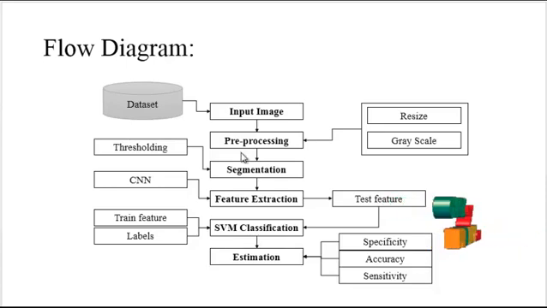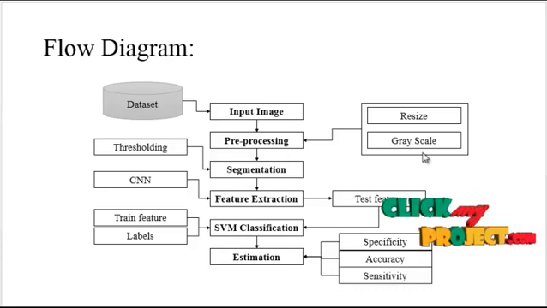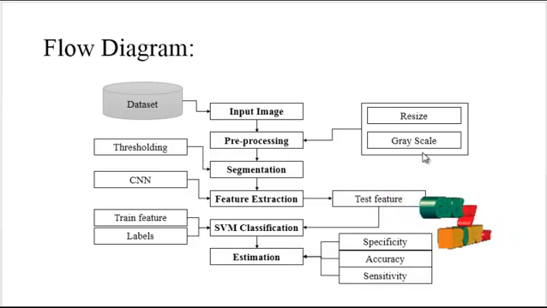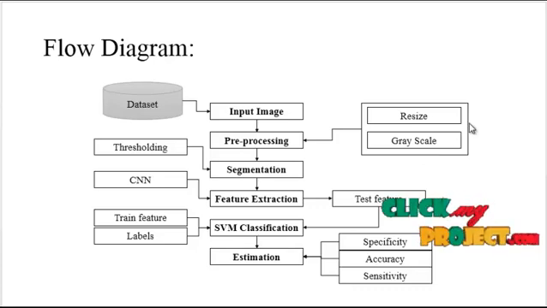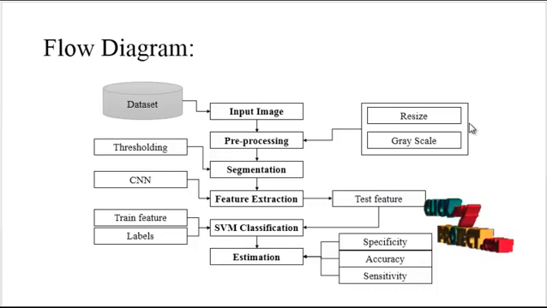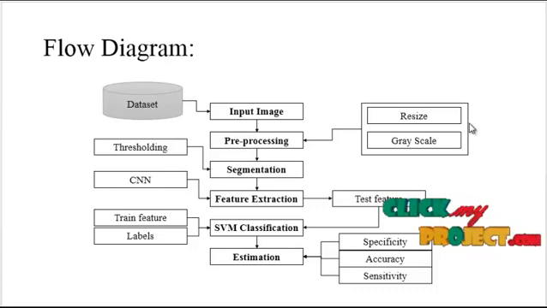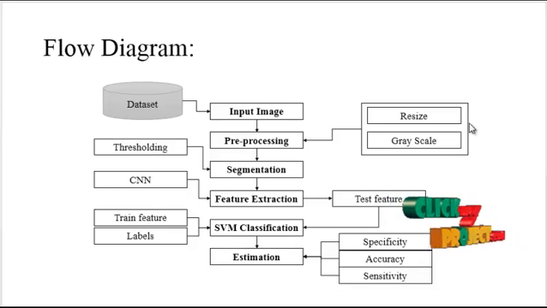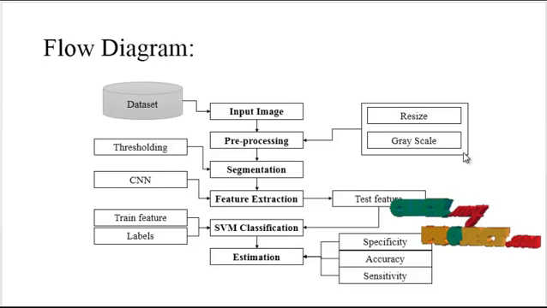that is the pre-processing. In this pre-processing, we have two stages. One is the image resize, and the other one is the grayscale conversion. Image resize means we change the dimension of the image to 256 by 256, which means the number of rows will be 256 and the number of columns will be 256. After resizing the image, we go for the grayscale conversion. If the input image is an RGB image, then it will be converted into grayscale form.